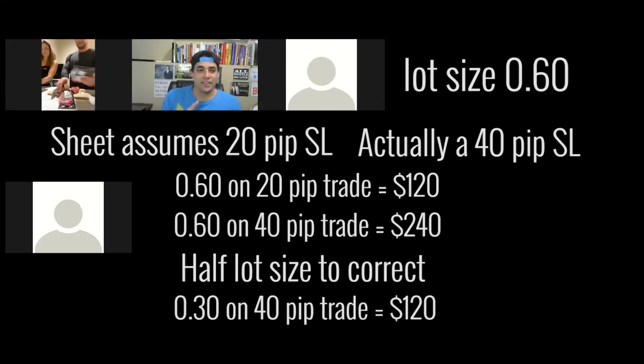If the trade's 60 pips, then you take your lot size and put it to a third. If the trade is only 10 pips, which would technically be the half, you would double your lot size, right? Instead of putting a 0.1, you could put a 0.2, because you're only going half the distance, but you want to risk the same amount of money.